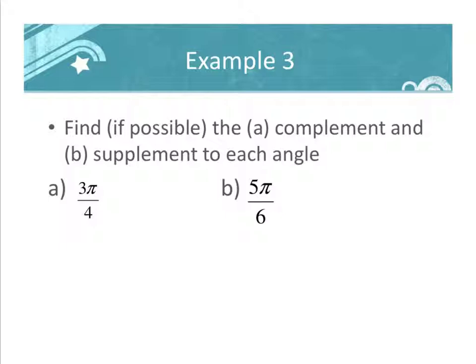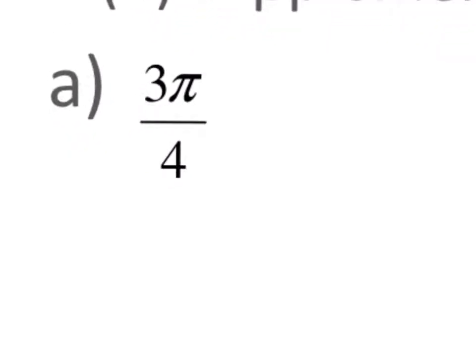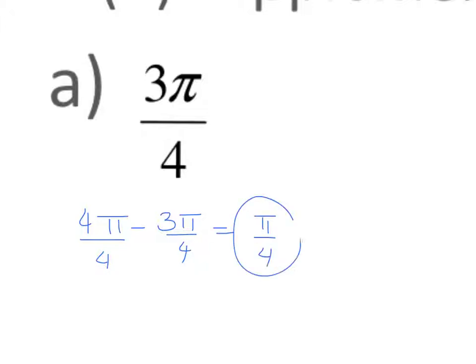Alright, so here's an example. It says, if possible, find the complement and the supplement. Well, 3/4 is greater than a half, so it has no complement. But it does have a supplement. And remember, we're going to take pi minus 3 pi over 4. Common denominator changes that to 4 over 4, and your answer is pi over 4.